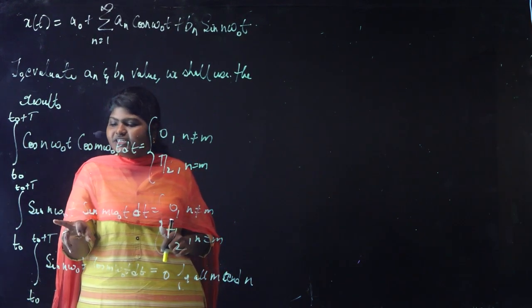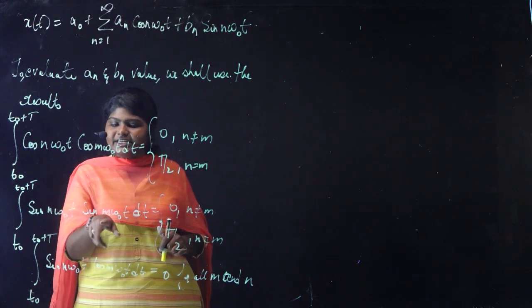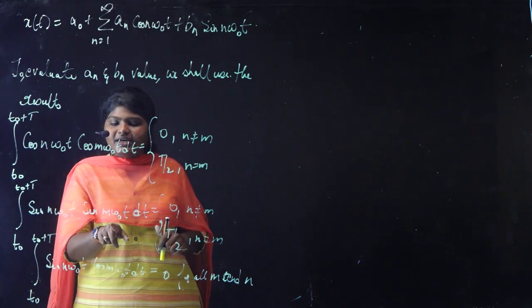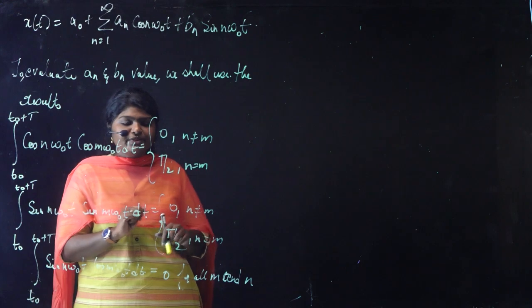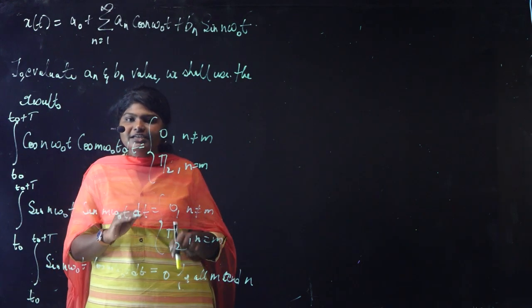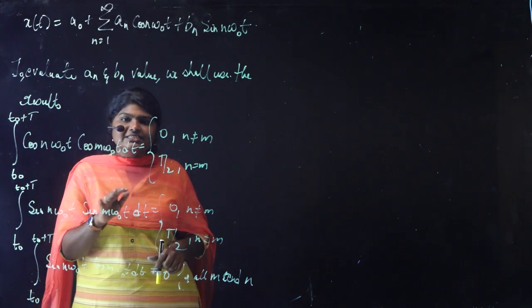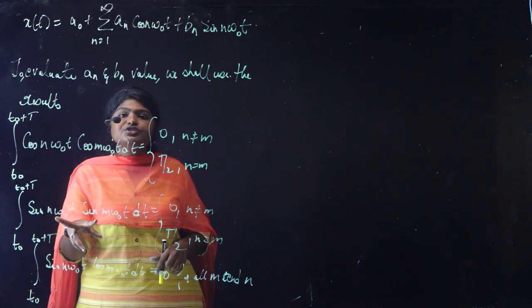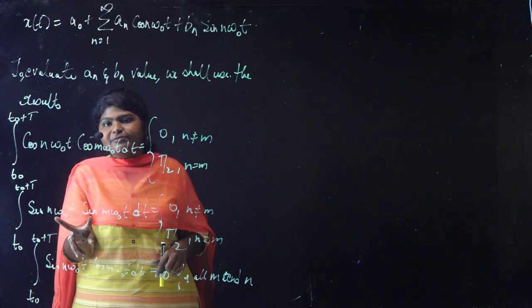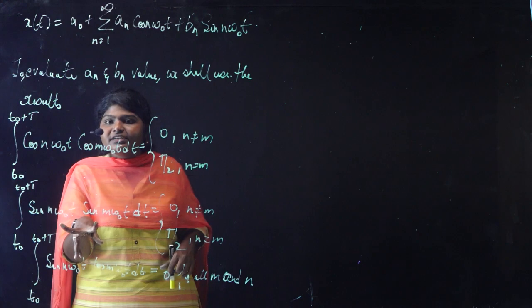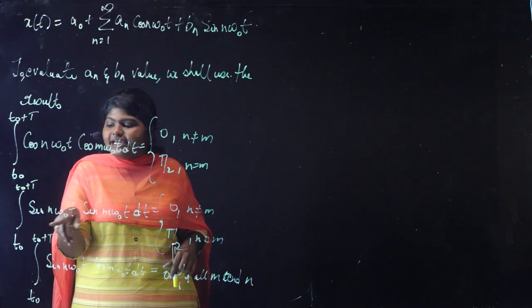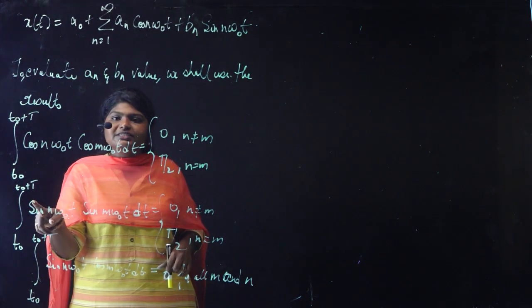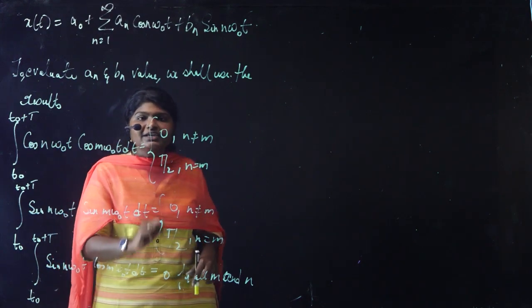Similarly, for sin n omega naught t and sin m omega naught t, if n and m are not equal, then the term will be 0. If n equals m, then it will be sin square theta. Sin square theta can be written as (1 minus cos 2 theta) by 2. In the period T naught to T naught plus T, if you integrate, the value will be T by 2.